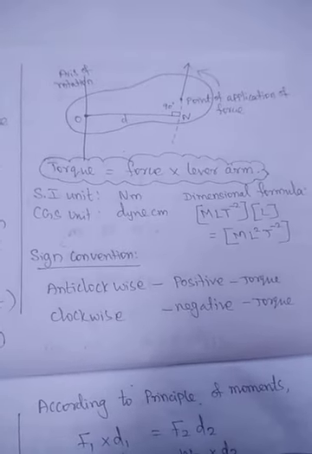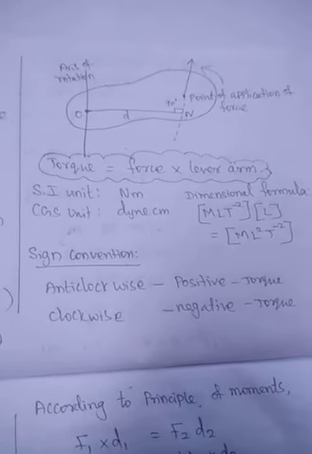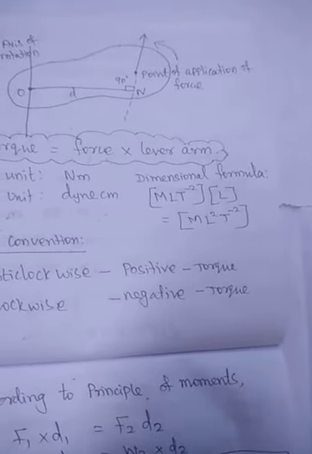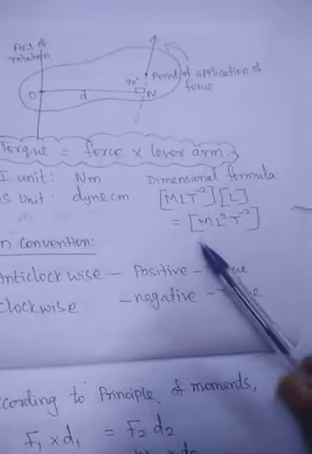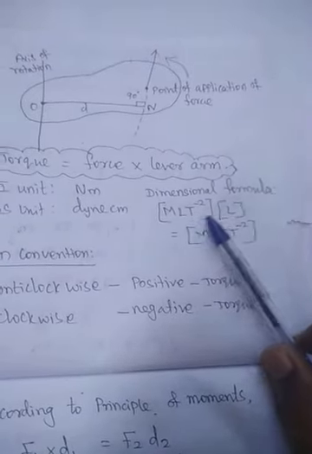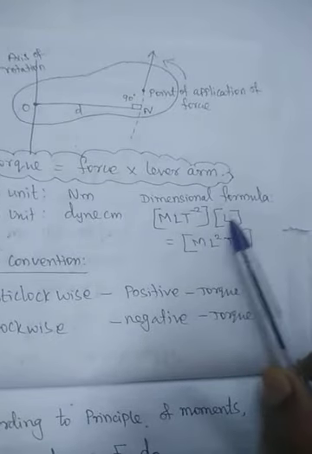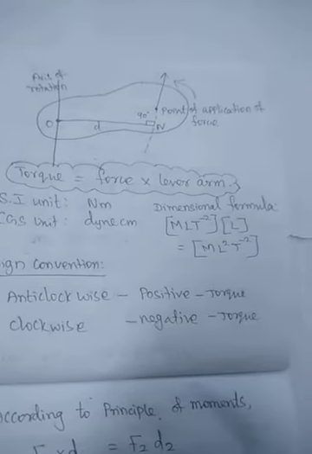The SI unit of torque is Newton meter and the CGS unit is dyne centimeter. The dimensional formula: the force dimensional formula is MLT power minus 2 and the lever arm, that is the perpendicular distance, is L. So the torque is ML square T power minus 2.